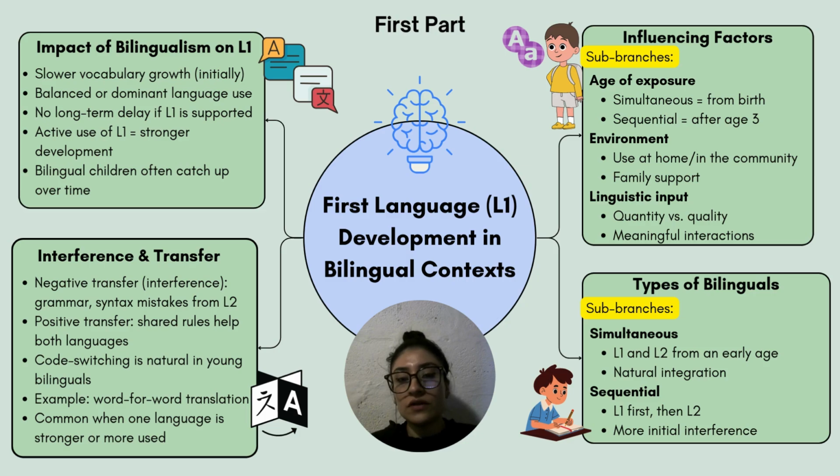There are also several factors that influence L1 development. One is the age of exposure. Children exposed to both languages before age 3 are called simultaneous bilinguals, and they tend to develop both languages naturally. Children who learn L2 after age 3 are sequential bilinguals and might experience more interference.